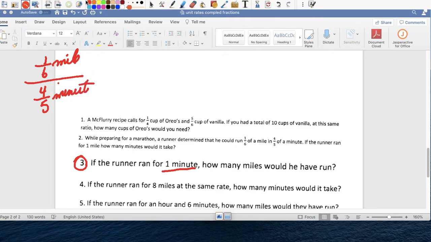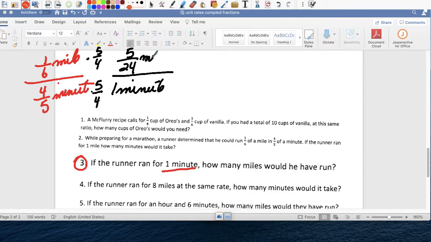Now I need to find out how far can he go in 1 minute. So in un minuto, cuánto. So we'll multiply 5/4, and here 5/4, and we get 5/24 miles. That's number 3. What's the unit rate? He runs 5/24 miles in un minuto. What if he ran for an hour and 6 minutes?